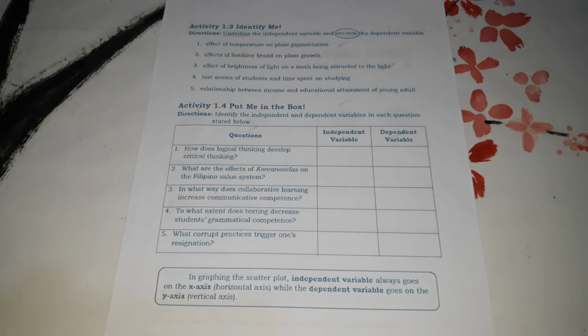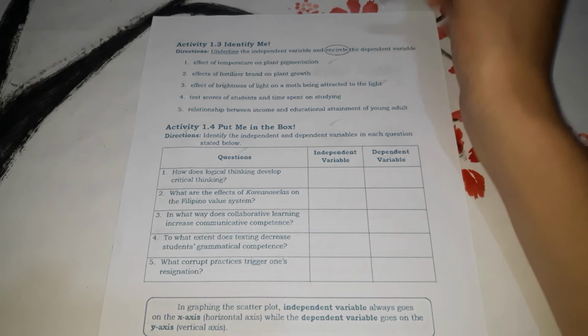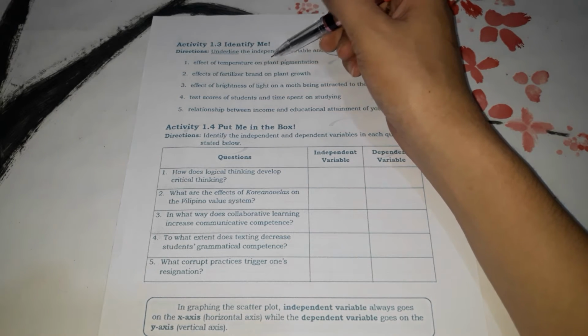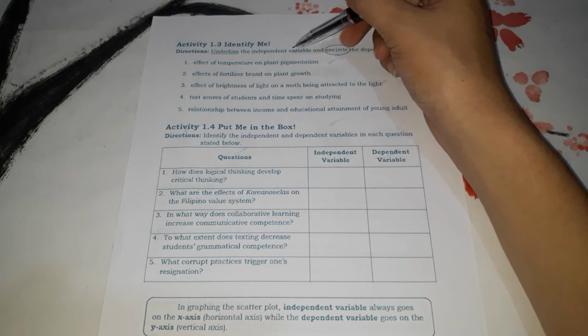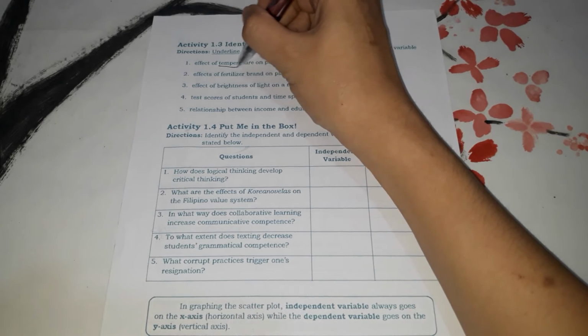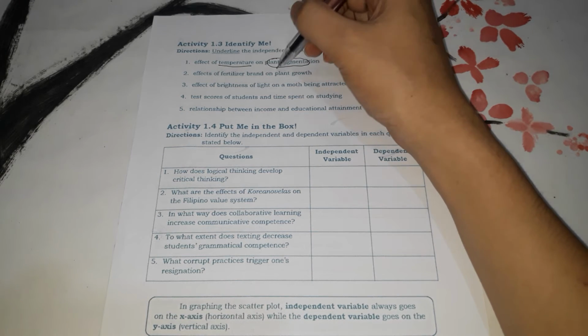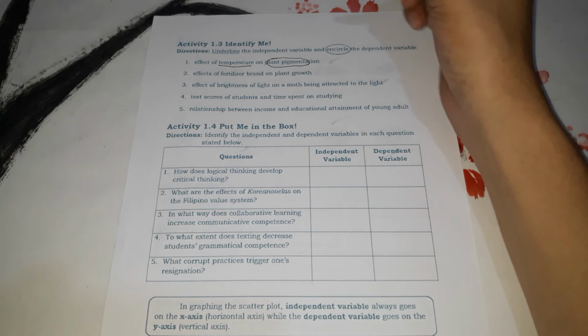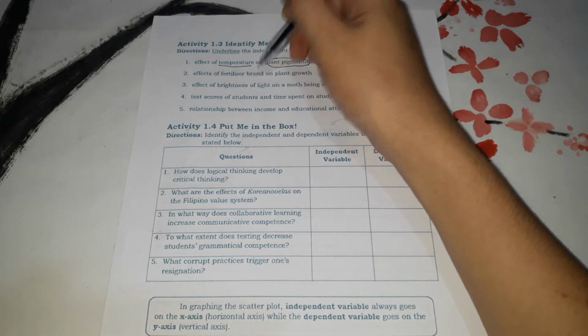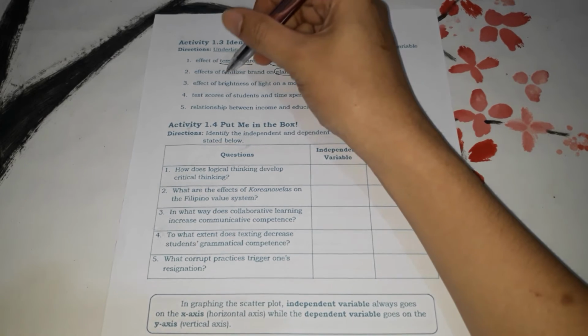Let's proceed with activity numbers 1.3 and 1.4. We're just going to identify the independent and the dependent. Number 1, effects of temperature on plant pigmentation. Underline the independent and circle the dependent. Effects of temperature, this is the independent, and plant pigmentation is the dependent. Usually what comes after "on" is the dependent. Next, effects of fertilizer brand on plant growth.